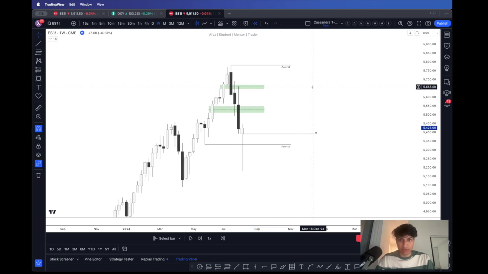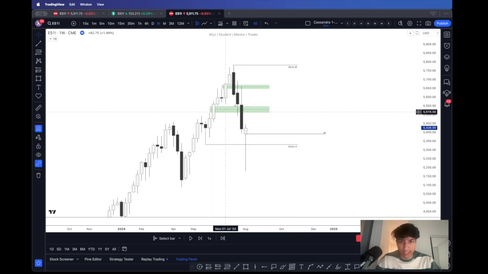Inside of this displacement range, you can see that we have created two fair value gaps from this low to this high. What we can say now as an analyst is that if price fails to offer fair valuation inside of these gaps, the draw on liquidity will become the swing low that created these gaps and this swing high.